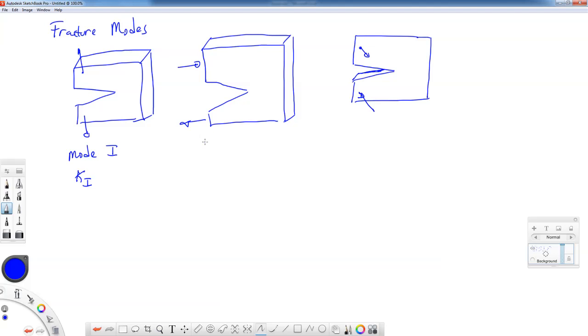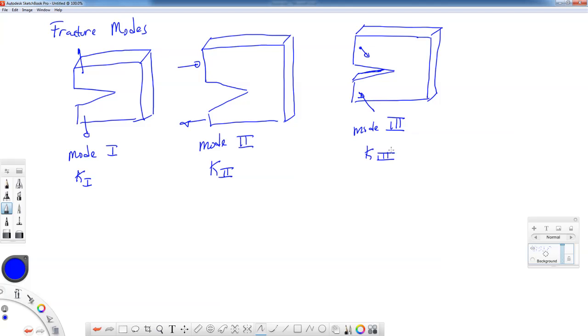Mode 2 is a shear load, in-plane shear, so maybe you're pushing this way and pulling that way on the crack. So we'd look at K2, stress intensity factor in mode 2. And mode 3, I guess I can finish this picture out. Mode 3 is what's known as anti-plane shear. And like you're pushing into the page down here and you're pulling out of the page this way. Now you could have mixed mode loading, which is a combination of modes 1, 2, and 3 as well.